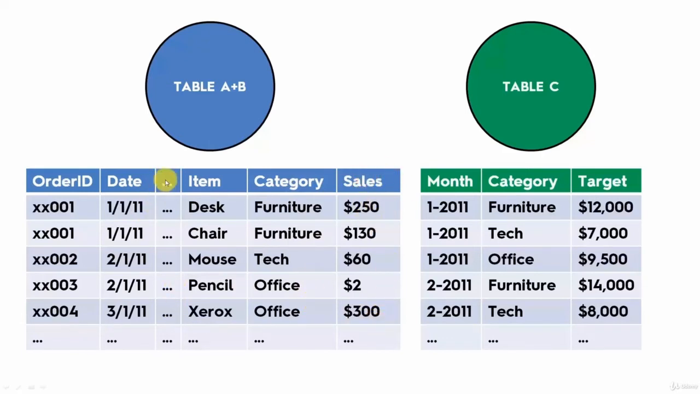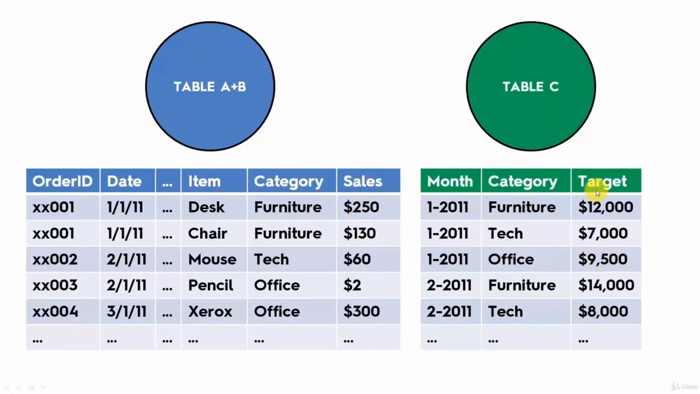And also, of course, there's lots and lots of other columns in there. And as you can see here, there are instances where the order ID is duplicated because it might consist of many items. So that's how our table looks, the table that we've created, table A plus B. Now we've also got table C, which we want to connect, or somehow link these two, so that we can compare the sales to the targets.